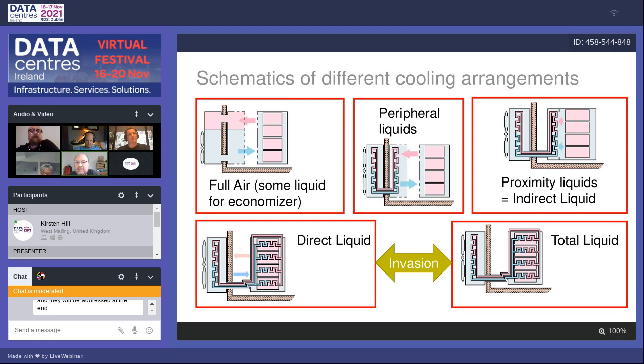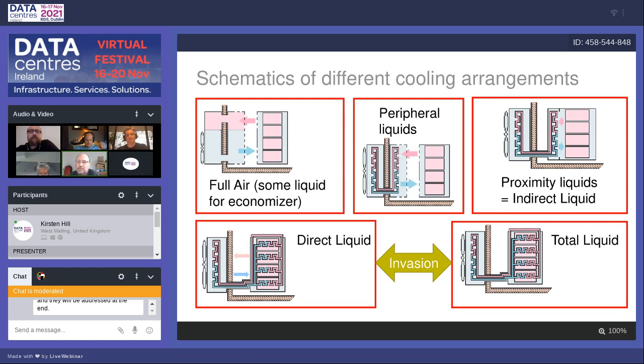In the middle of the top line there, we've got what we call peripheral liquid cooling. So this is liquid at the edge of the data center. This is your traditional computer room air handling units, computer room air conditioning units. So the liquids can be a refrigerant or chilled water.